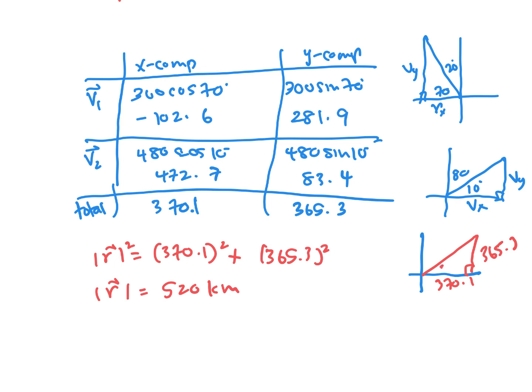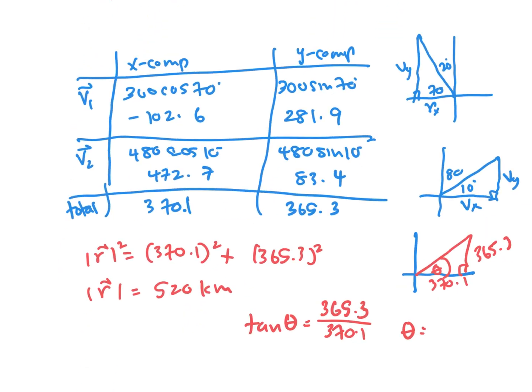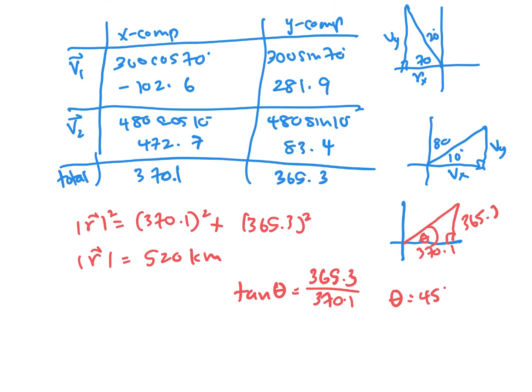And then we would want to find this angle here. So we can use tan, opposite over adjacent. And that works out to be, let's do that calculation, that works out to be 45 degrees. So we're going north, 45 towards the east. Okay, if this is 45, then so is this. Okay, so either method is fine. You can use tip to tail or you can use components, whatever your preference is.